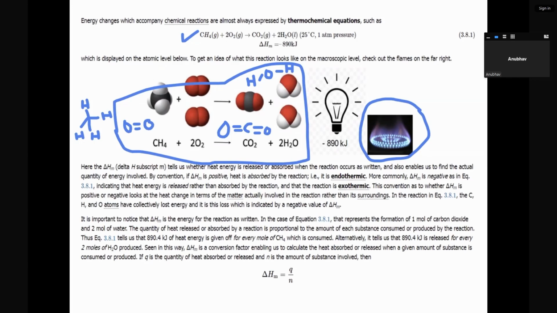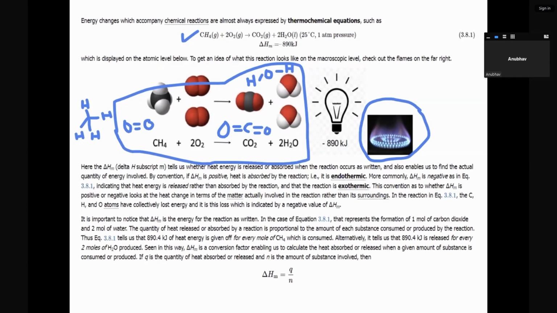So we had a tetrahedral molecule, which is methane CH4, and we have a linear molecule, which is oxygen, O double bond O. Now we are generating O double bond C double bond O, which is CO2, and H2O, at the microscopic level. So if we burn methane in air, we will form CO2 and H2O. Now, what happens on the macroscopic level in our outer world is shown on the right hand side.